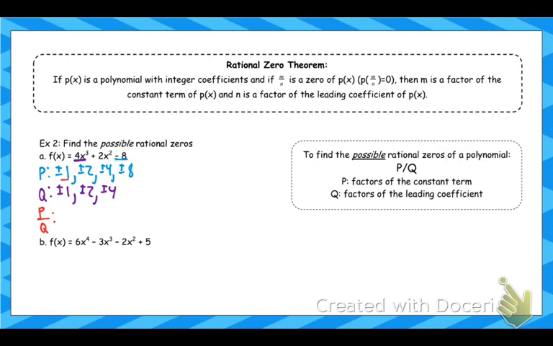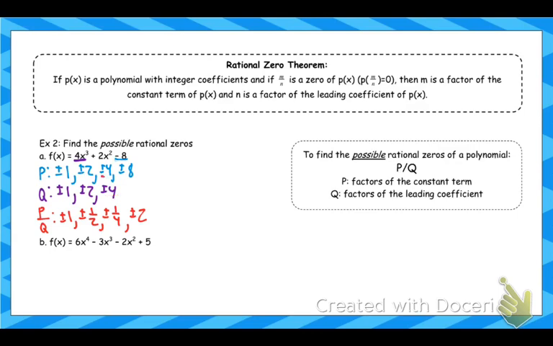So if I start with 1, 1 divided by 1 is 1. Then I do 1 divided by 2 and 1 divided by 4. Then I go to my next p-value. 2 divided by 1. Then I can do 2 divided by 2, but 2 divided by 2 is 1. That's already on my list. Then I can do 2 divided by 4. That's 1/2, which is already on my list.